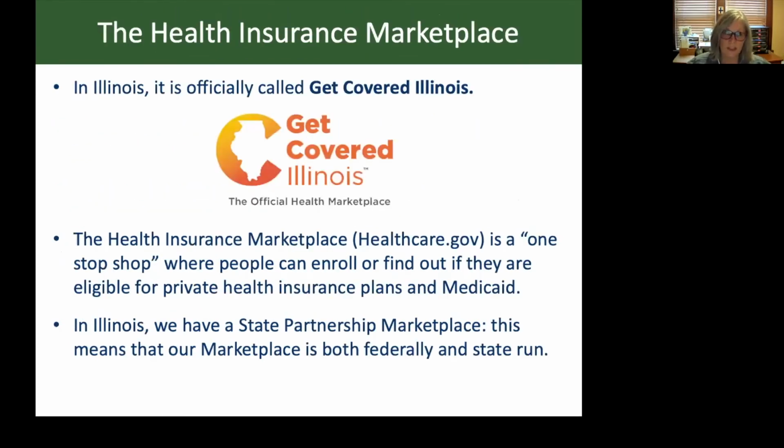So the health insurance marketplace in Illinois, we have a partnership with the federal government, and our partnership is called Get Covered Illinois. The health insurance marketplace, which is at healthcare.gov, is a one-stop shop where people can enroll or find out if they are eligible for private health insurance plans with subsidies or Medicaid. And so this means that our marketplace is both federally and state run. And it'll basically step you through to help you figure out which type of health insurance you qualify for and are eligible for.